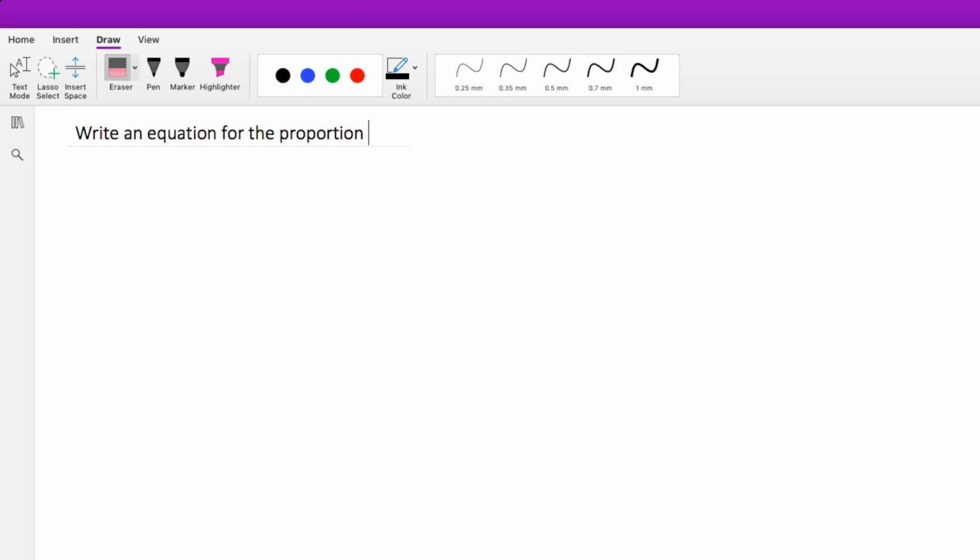Write an equation for the proportion. So I'm going to make one up, and then we need to put it into this format right here. y equals mx. Now let me make that table up.